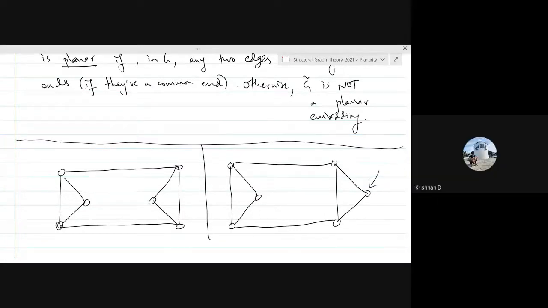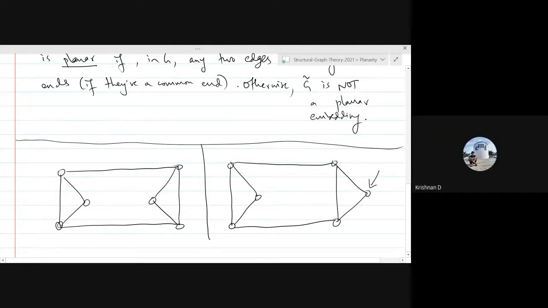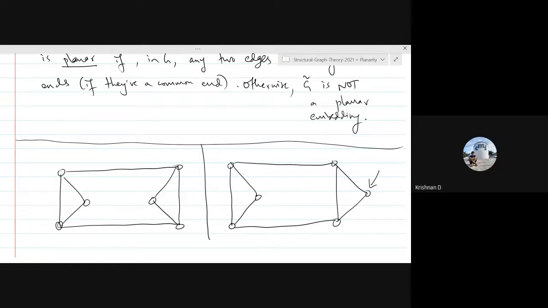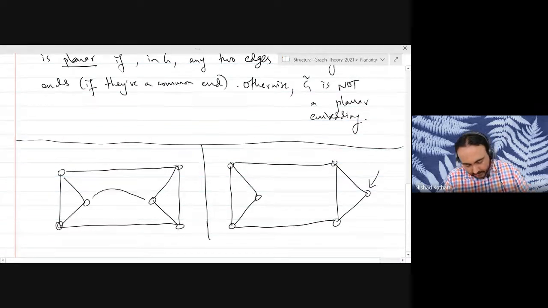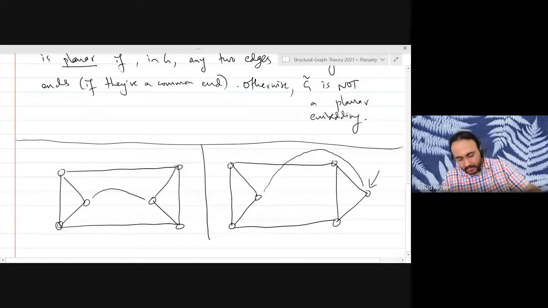Sir, I think there is another. Okay, Krishnan, go ahead. If you join an edge from the vertices in the middle in the left graph, they don't intersect with any other edges. But if you join an edge between these two vertices, I see. Good. So what Krishnan is saying is, if I add another edge joining these two degree two vertices, in this case I get a planar drawing very easily. However, in the other case, I won't get a planar drawing of the new graph. So that is a key difference.